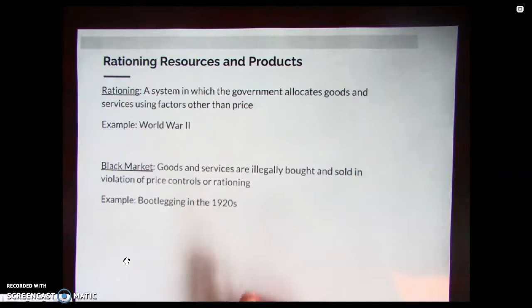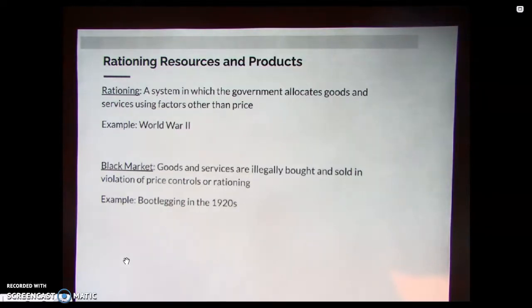The black market, though, is an effect of price ceilings and price floors and the government intervening in prices. And so the black market is goods and services that are illegally bought and sold in violation of price controls or rationing. So the example here is bootlegging alcohol in the 1920s. Hopefully you learned about that in your previous history classes.